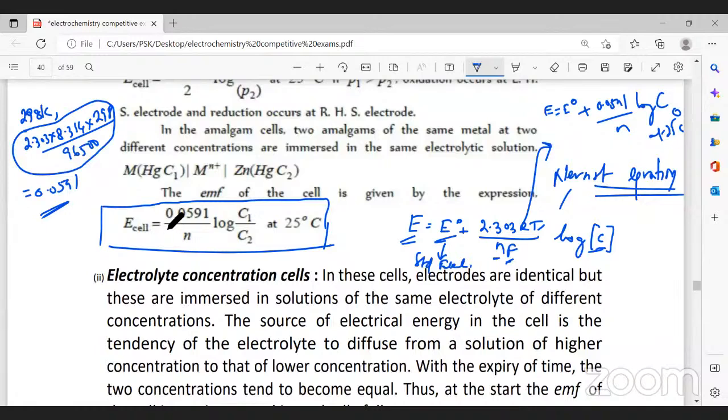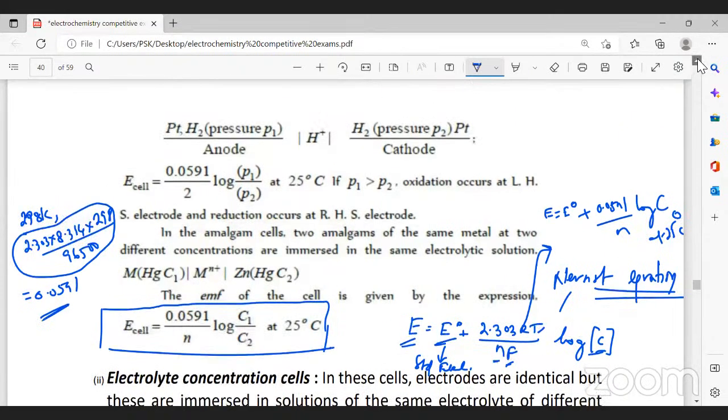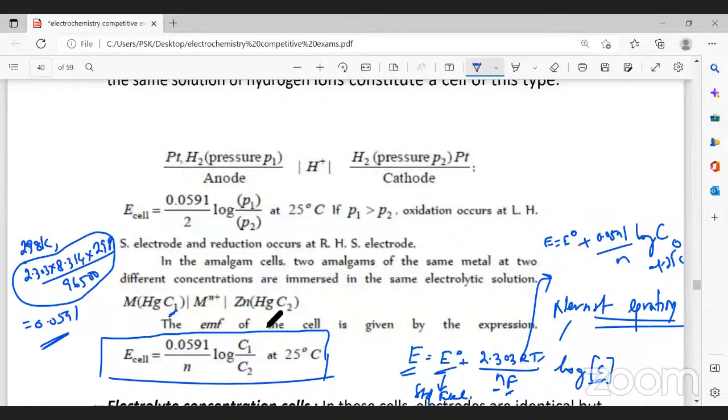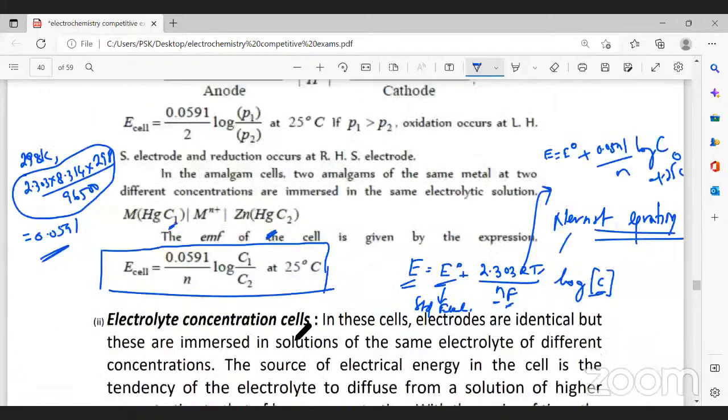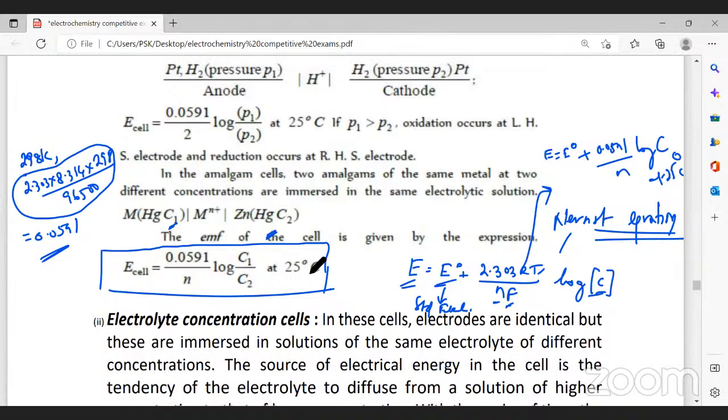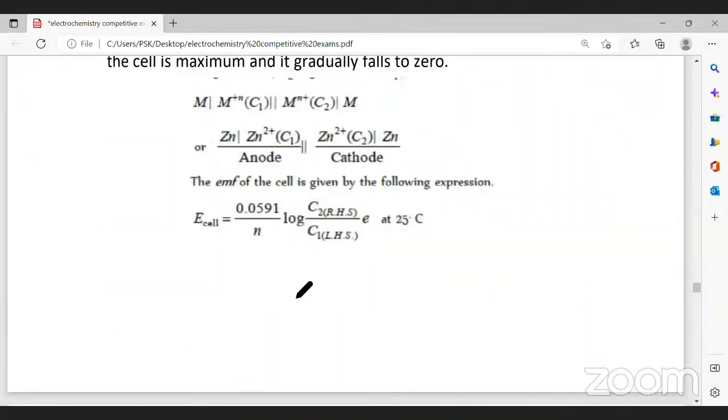E cell is equal to 0.0591 divided by n log of C1 by C2. What is C1 by C2? C1 is the concentration at the anode and C2 is the concentration at the cathode. C1 is lesser than C2. Remember, C1 is lesser than C2. Understood what is a concentration cell? That is the formula to calculate the electrode potential of the concentration cell. Do not forget, electrolyte concentration cell, same thing, the same formula. Here it is C2 by C1.